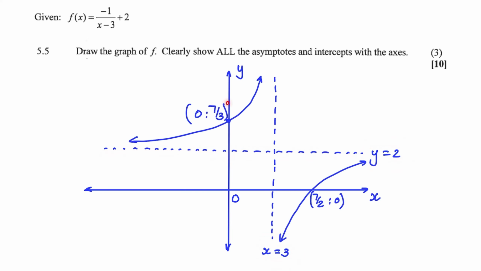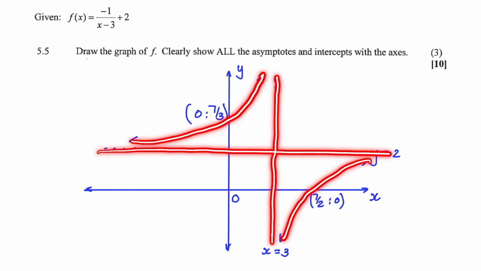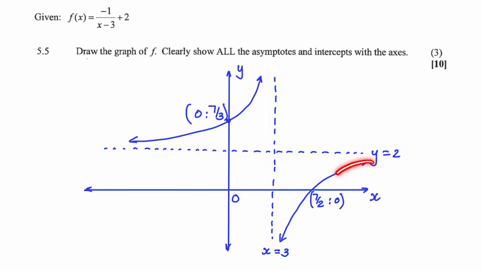And lastly, I'll show the y-intercept as 7 over 3 and the x-intercept of 7 over 2. And when I draw in the curves, I will make sure that these curves do not touch or intersect with the asymptotes. So I'll make sure that I have the right shape in the right quadrants.